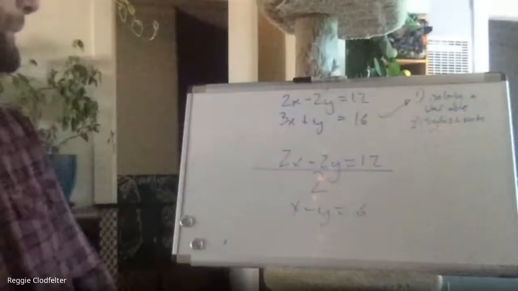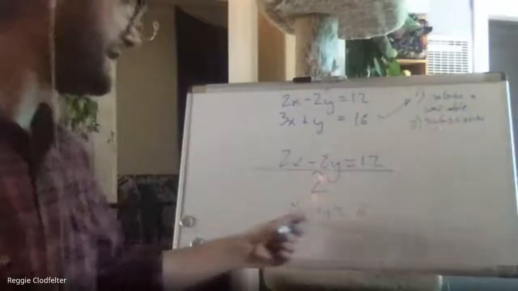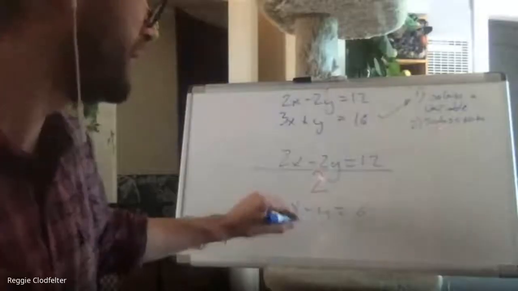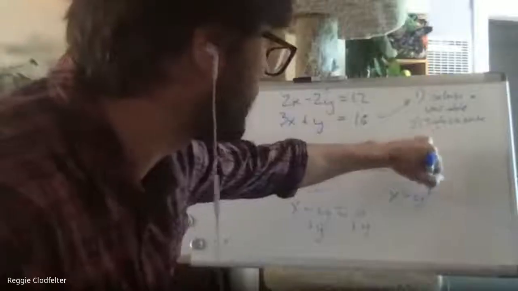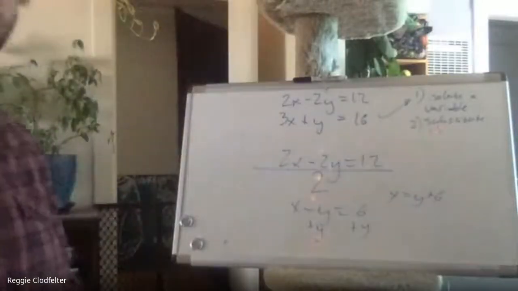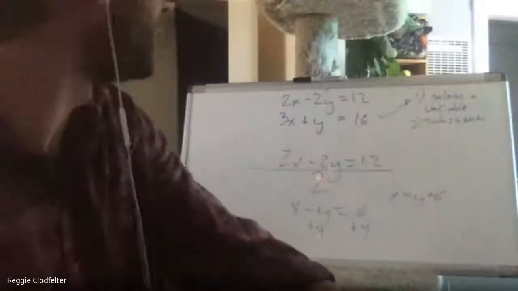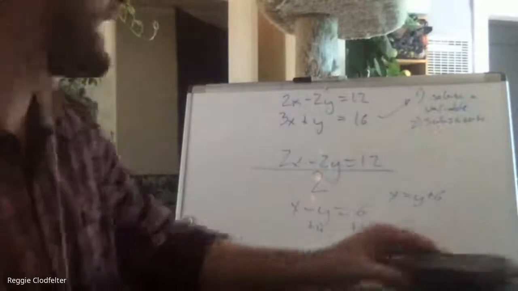Exactly. And then what do you do? I still want to isolate x, since I have x minus y equals 6. Then you can add y to both sides. Then I get x equals y plus 6, right? Yeah, exactly. That's perfect, Oliver. So I've got x equals y plus 6.